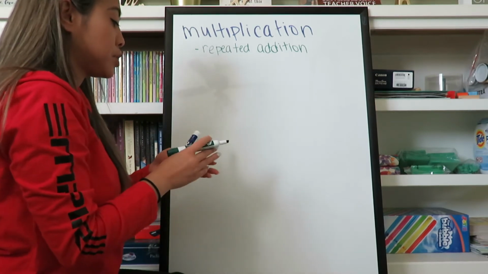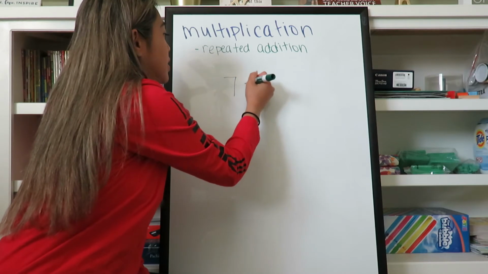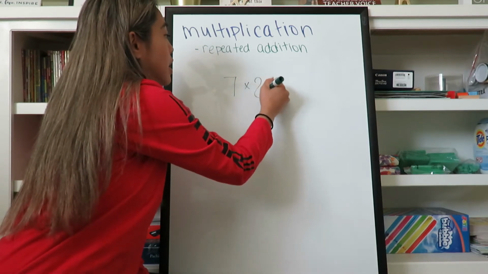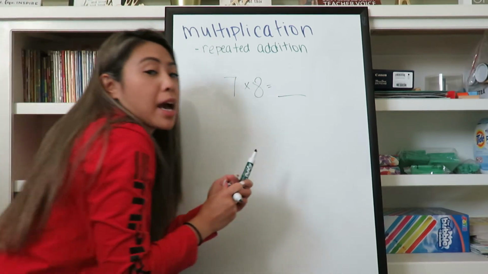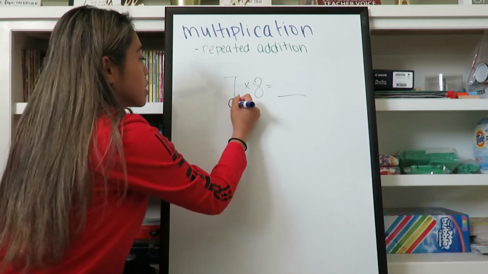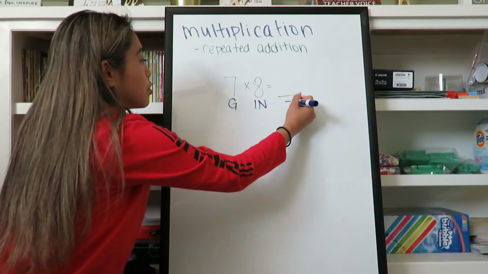Okay, so I'm going to do one more. Let's do like a bigger one. 7 times 8. Okay, so this one's a bigger number, so that means we're going to be adding a lot more. So here's my label, groups, and each total.